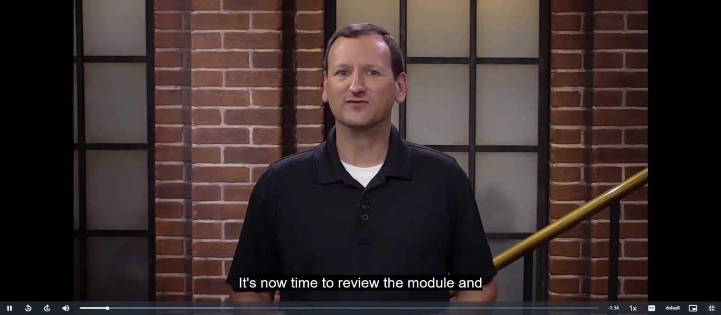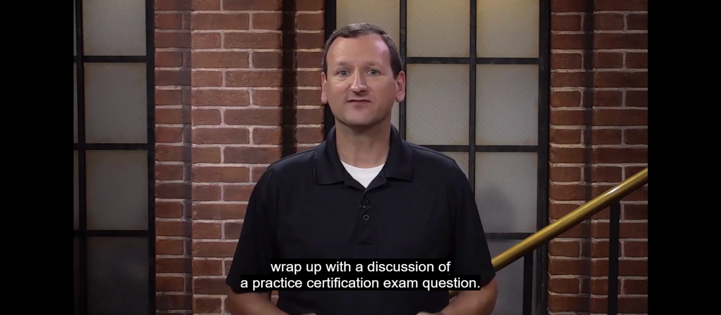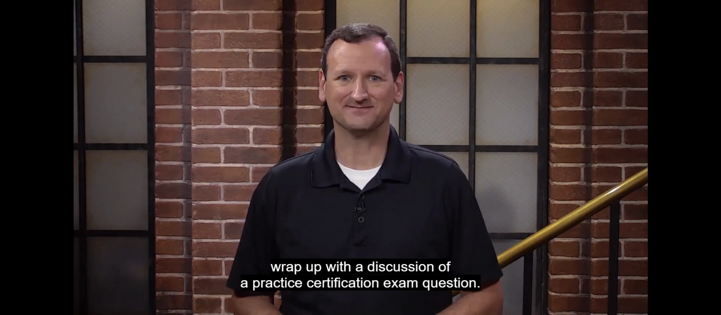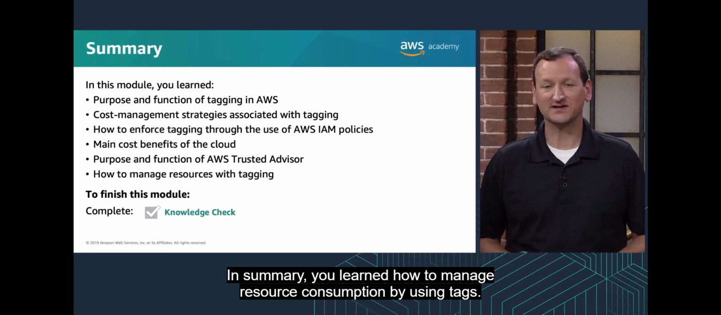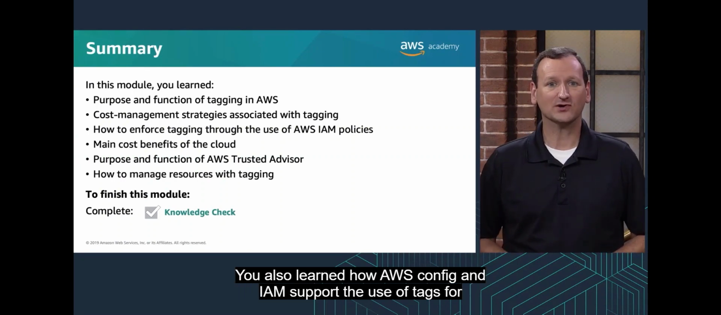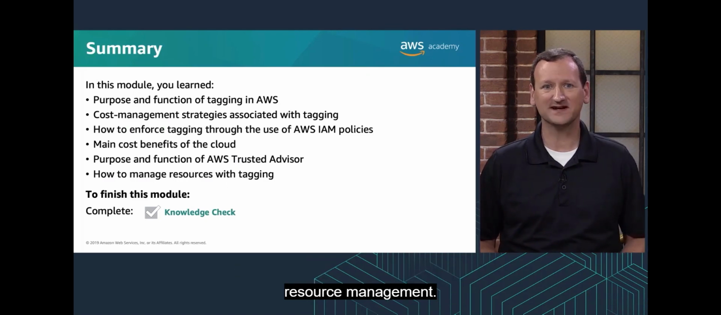It's now time to review the module and wrap up with a discussion of a practice certification exam question. In summary, you learned how to manage resource consumption by using tags. You also learned how AWS Config and IAM support the use of tags for resource management.